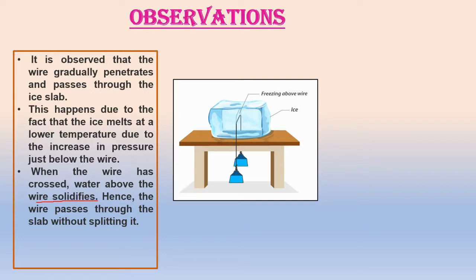Why? Because first the ice slab melts, and then the wire is pushed down, and the water above the metal wire solidifies. It changes its phase into the solid form, and that is why the ice slab doesn't split and the metal wire can pass easily. This phenomenon of refreezing is known as regelation. So this phenomenon of the water solidifying is known as regelation.